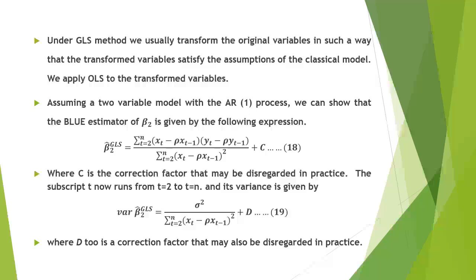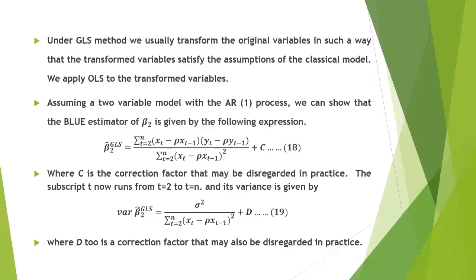Let's assume a two-variable model with the AR1 process. We can show that the BLUE estimator of beta 2 is given by the following expression. Beta 2 is equal to sigma of (xt minus rho xt minus 1) into (yt minus rho yt minus 1) divided by sigma of (xt minus rho xt minus 1) all squared plus C. This is the usual covariance divided by variance formula, but we have the autocorrelation coefficient rho explicitly incorporated into the model. C is the correction factor that may be disregarded in practice.